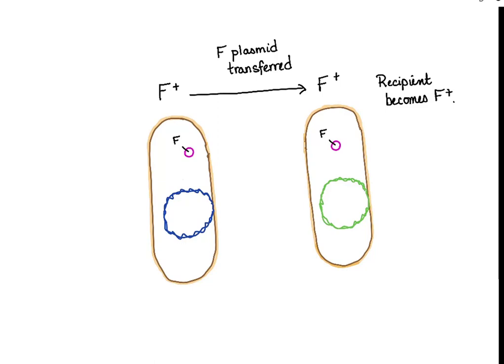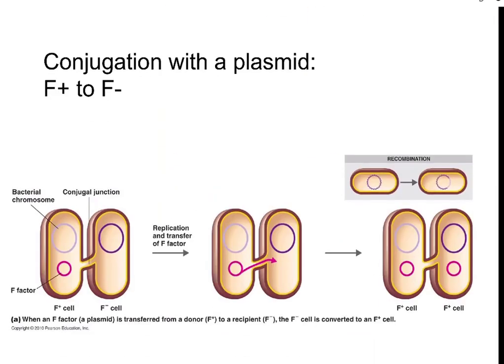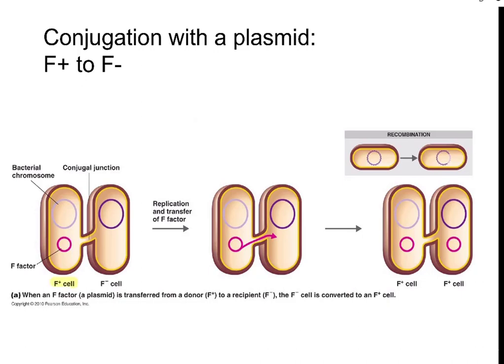So now that we have looked at F plus to F minus conjugation, where again the plasmid is transferred, let's take a look at the textbook's image of this. So you'll see that we have an F plus cell as the donor, and an F minus cell as the recipient. The F factor is going to be copied and sent over to the recipient, and the recipient becomes F plus. So conjugation where you transfer an F plasmid is always F plus to F minus.